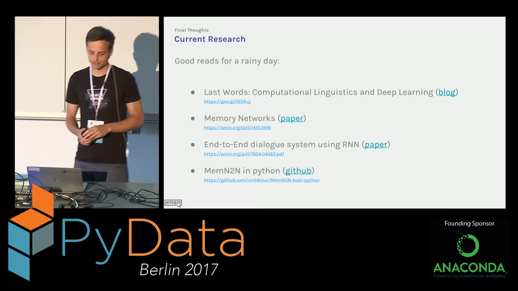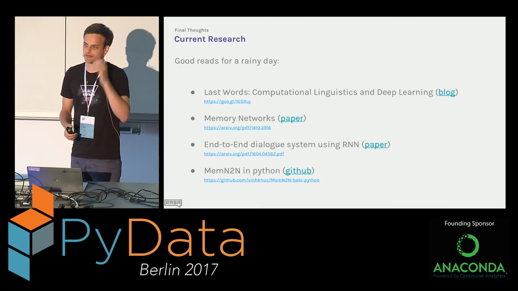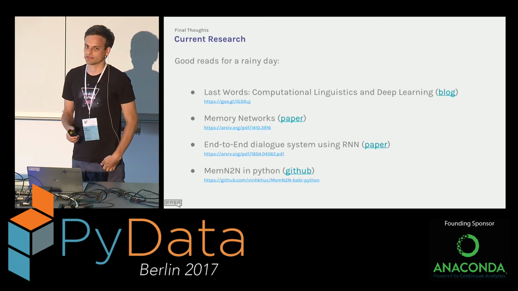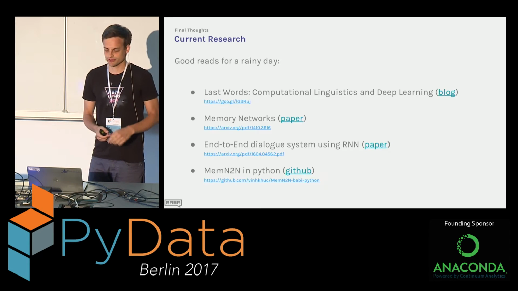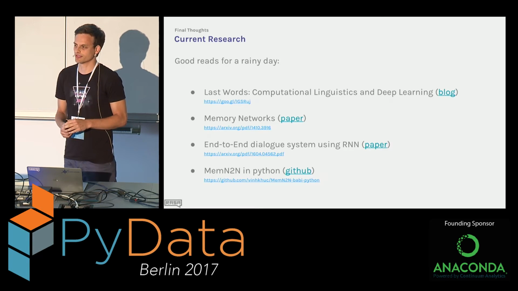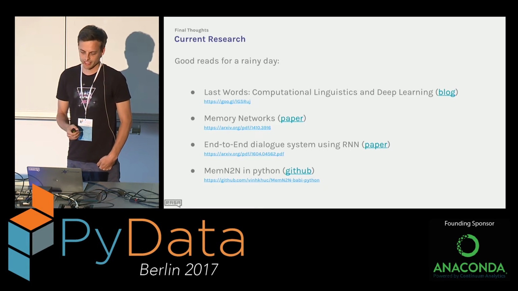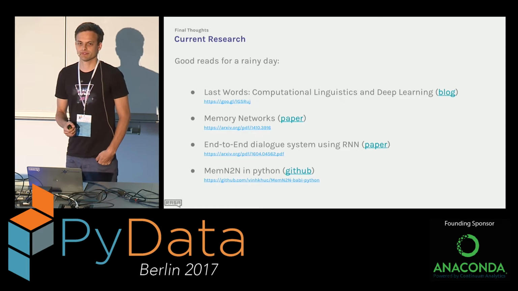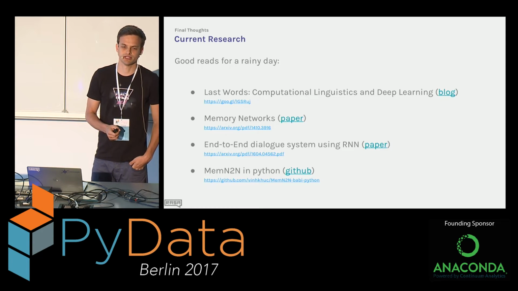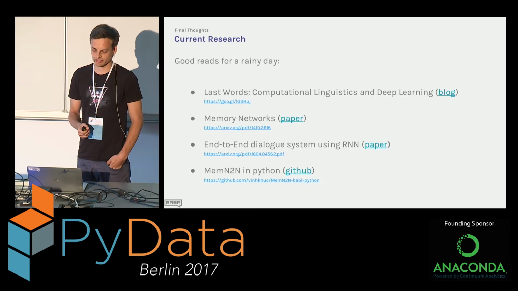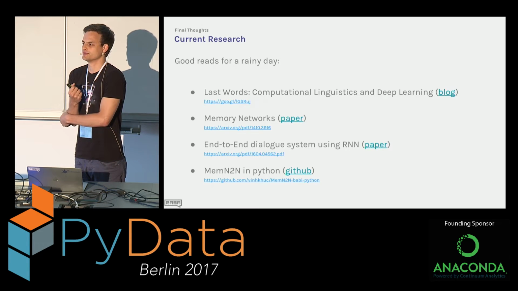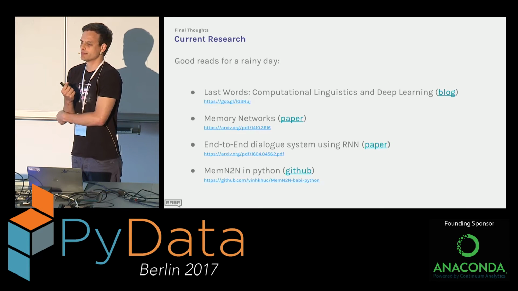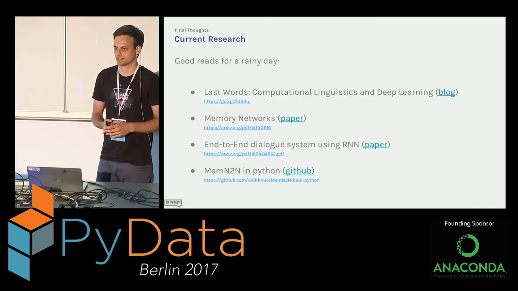There are a couple of good reads out there, and I think the PDF is going to be published afterwards, so you can have a look at the links. There's Last Words, which is computational linguistics and deep learning, a blog post which is a pretty good read. There's memory networks, which is the base for most of the state-of-the-art papers on that topic. It moved further down the line to end-to-end networks now, but they aren't there yet, especially for smaller data sets.